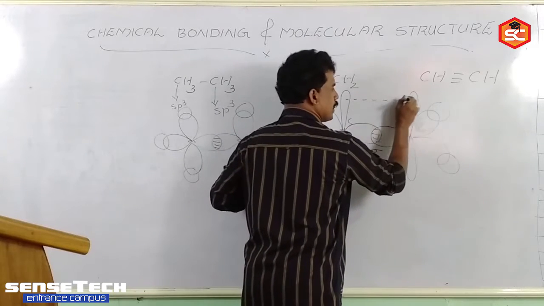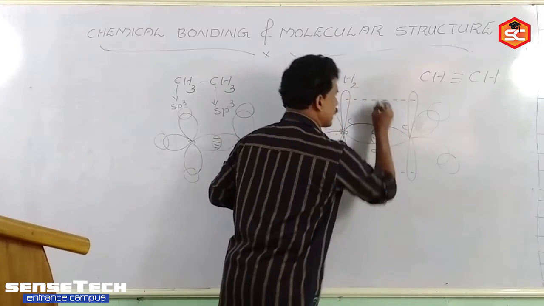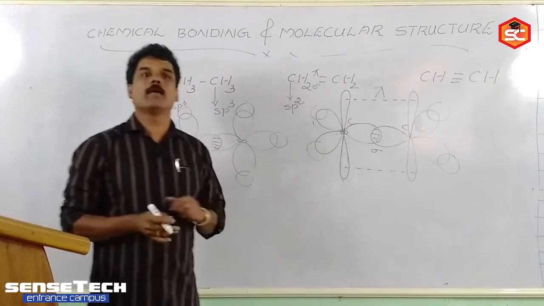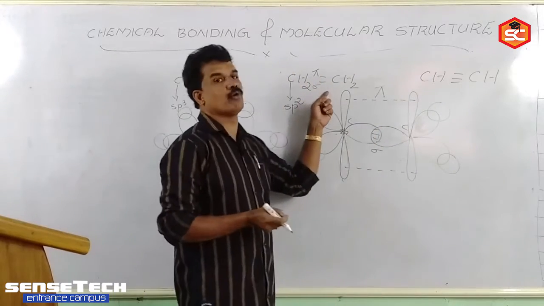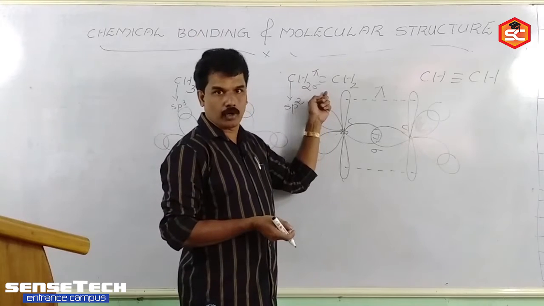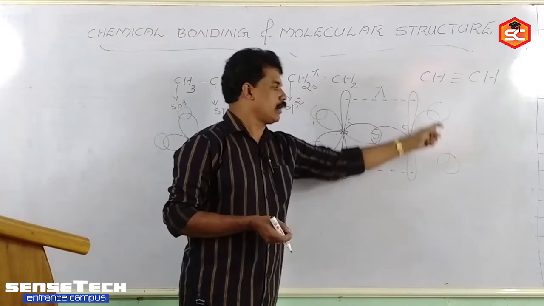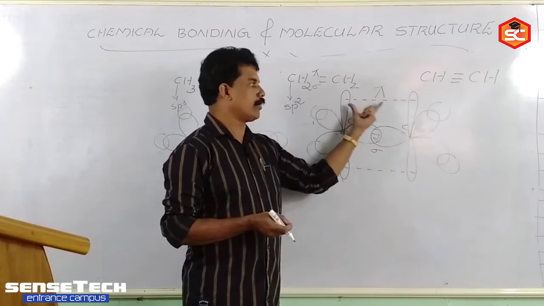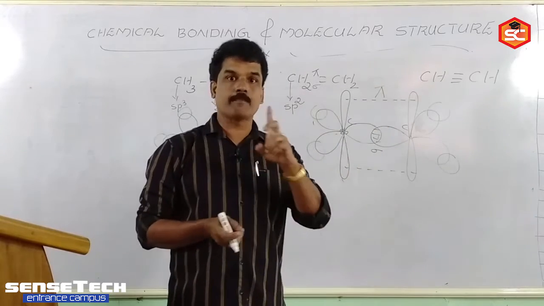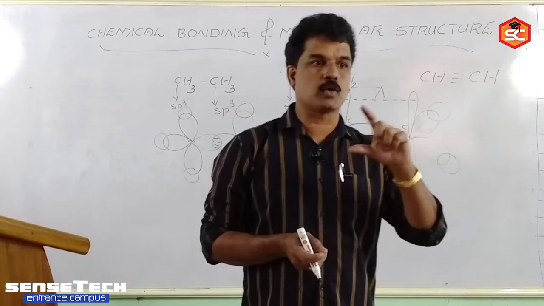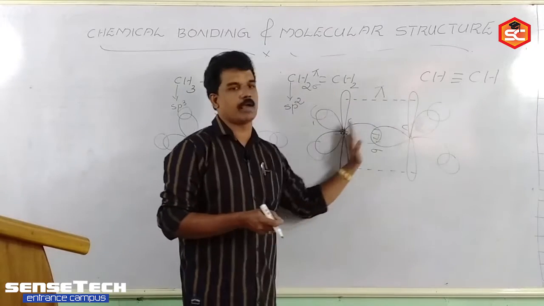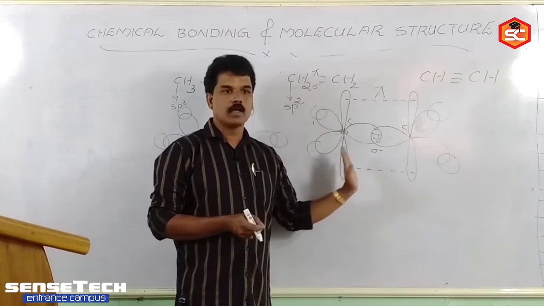Then these unhybridized p orbitals overlap sidewise, and we will be getting which bond? Pi bond. So how many sigma and pi bonds are there in the ethene or ethylene molecule? 1, 2, 3, 4, 5 sigma bonds and 1 pi bond. How many pi bonds are there in the molecule? That much of p orbital we have to leave from hybridization. That is the way we are noting the hybridization.